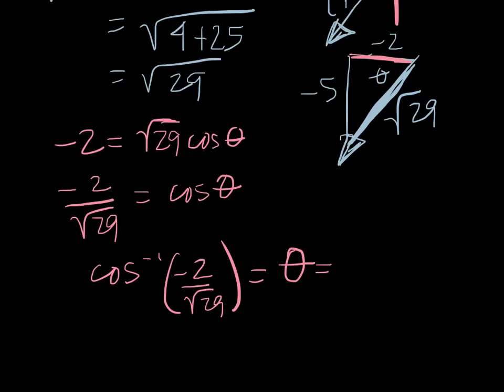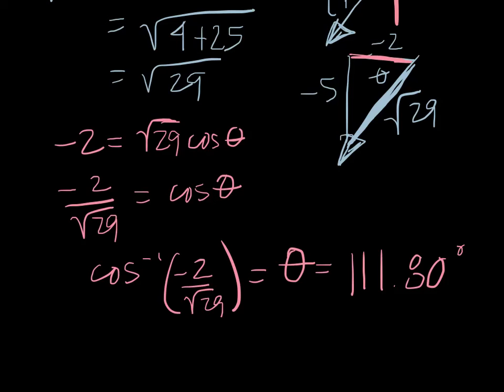Okay, so I'm going to make sure my calculator's on degrees. I'm going to do inverse cosine of -2 divided by the square root of 29. Okay, this is going to be 80 degrees. Okay, but that doesn't make any sense. Hold on a second.